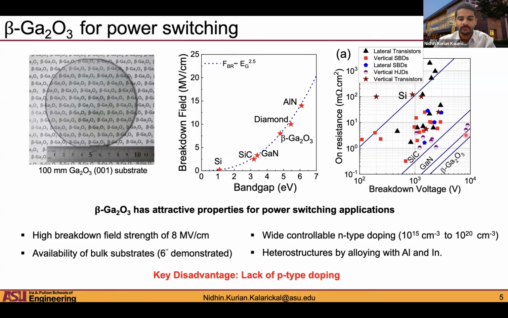Now, at least for power electronics applications, a key disadvantage for gallium oxide is the lack of p-type doping. So that's certainly a disadvantage, and one of the areas that I'll discuss is trying to address this disadvantage.